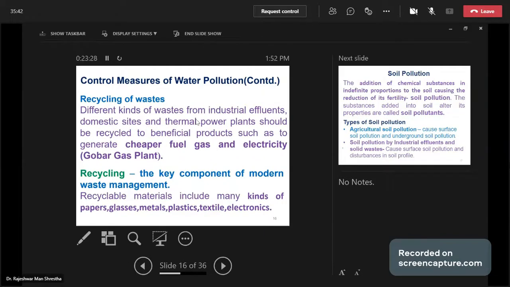Different kinds of wastage from industrial effluent, domestic sites, thermal power plants, and industry should be recycled into beneficial products, such as to generate cheaper fuel gases and electricity.